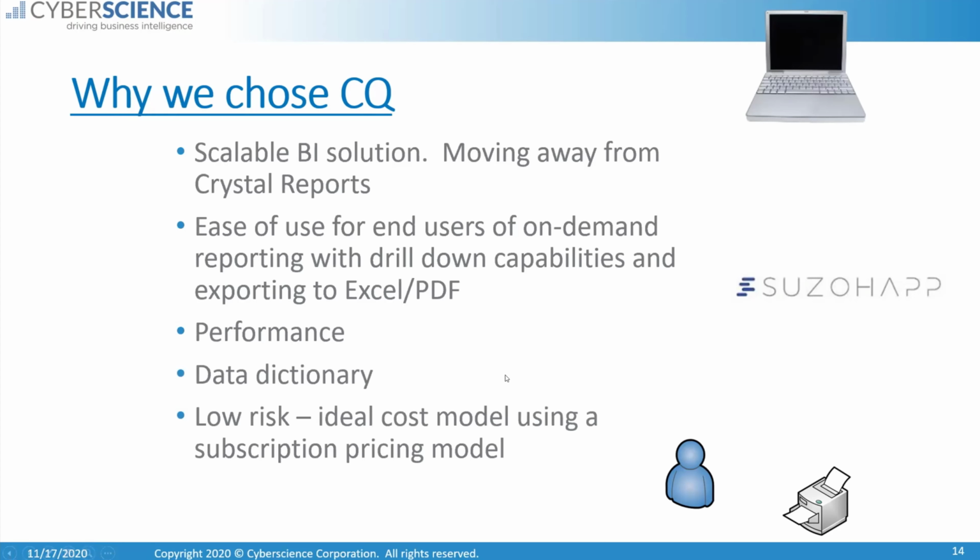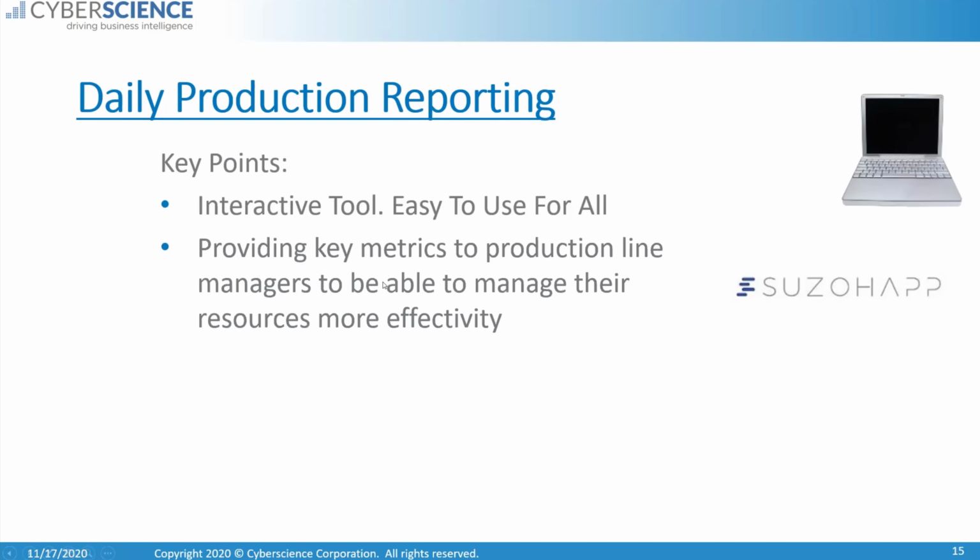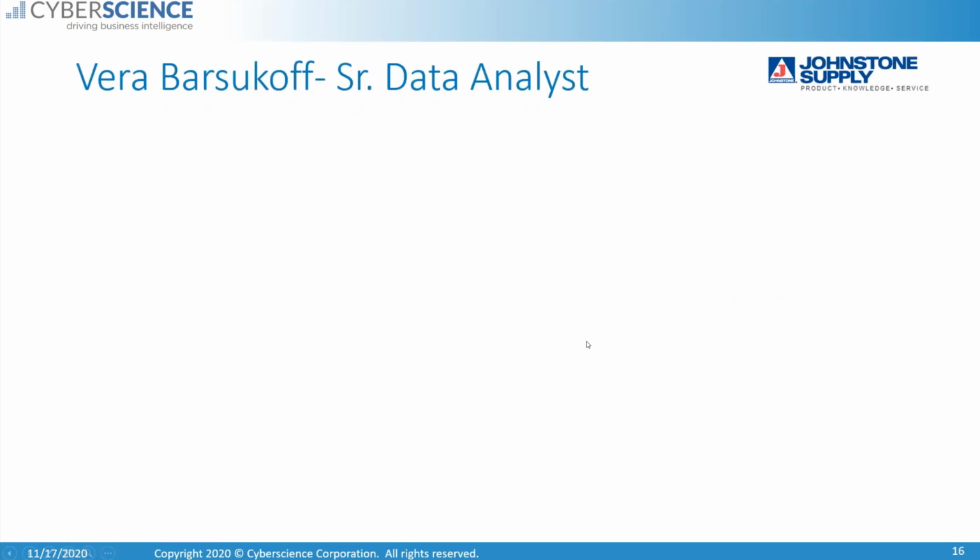And then low risk. He felt that he was looking for an ideal cost model that allowed subscription-based pricing. So the ability to start up, and if they weren't getting value quickly, to go ahead and end that subscription. So he saw that as a great fit. He gave us some points on their daily production reporting. And he said key points are Cyberquery is an interactive tool. It's easy to use for all. Also the reporting provides key metrics to production line managers so they can manage their resources more effectively.